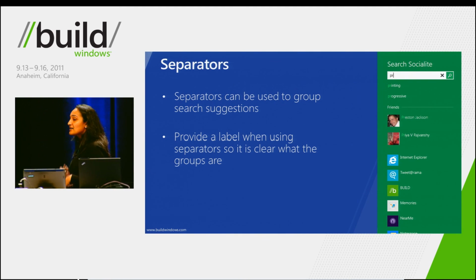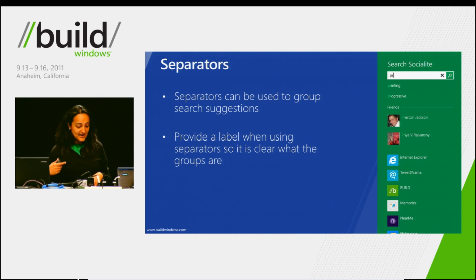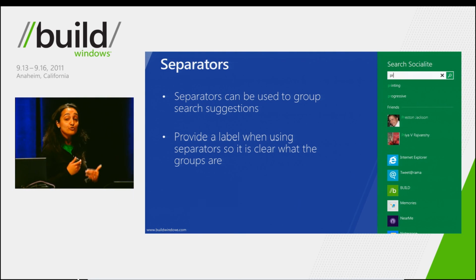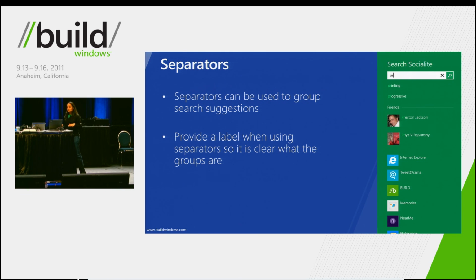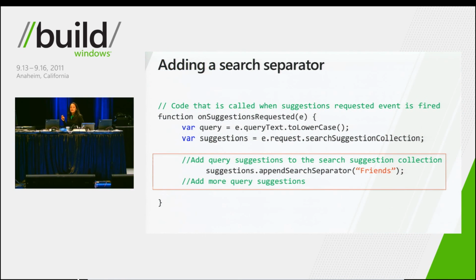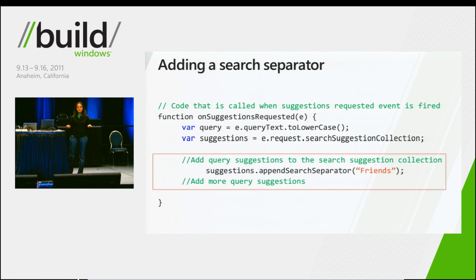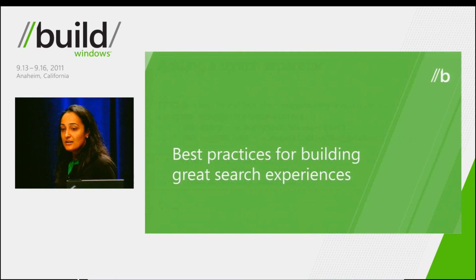Another customization you can take advantage of is called separators. In this view, this application has decided to supply both query suggestions and result suggestions and wants to meaningfully group them, right? Separators are a great way to do that. When you're using separators, provide a label so the groups are clear. You provide separators the same way you add suggestions to your search suggestion collection. So you add the set of suggestions you want to show up in the search suggestion collection in order, and then call append search separator, provide the group label, and then continue to supply additional suggestions as needed.